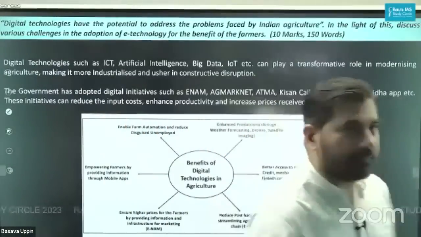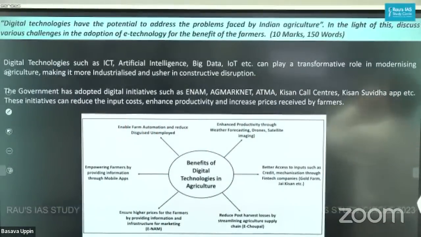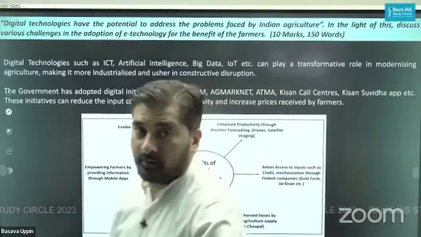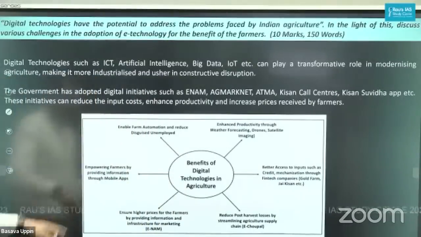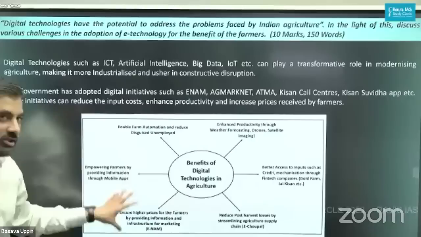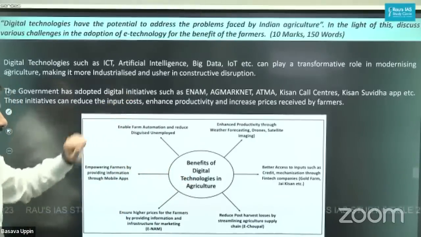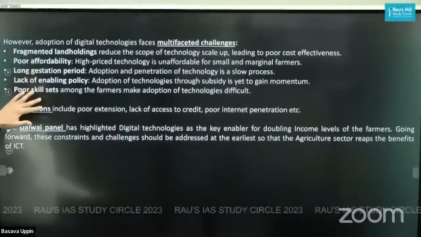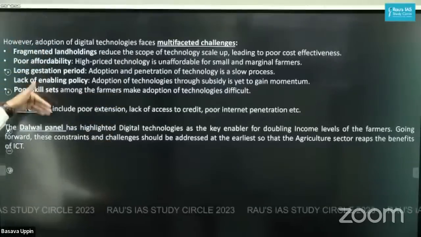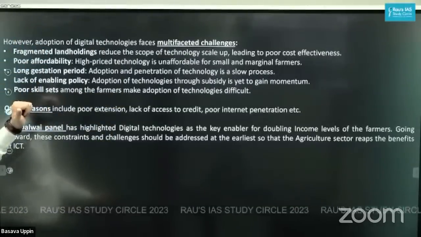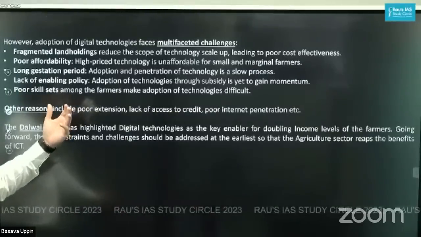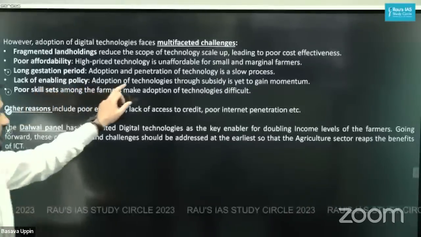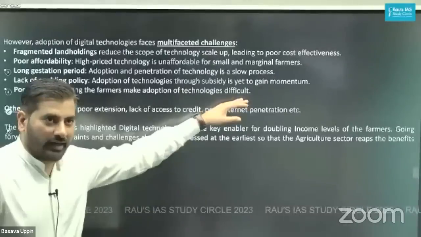Please have a look at the model answer. Like I said, the benefits of digital technology in agriculture is like a hub and spoke diagram. The initiatives I've highlighted, but the main focus should be on the challenges. So you can see the adoption of digital technologies face multifaceted challenges. All the challenges you can write down here, right? Someone was asking me a question about elaborating lack of enabling policy framework. You can see adoption of technologies through subsidies yet to gain momentum. That is what I was trying to convey.